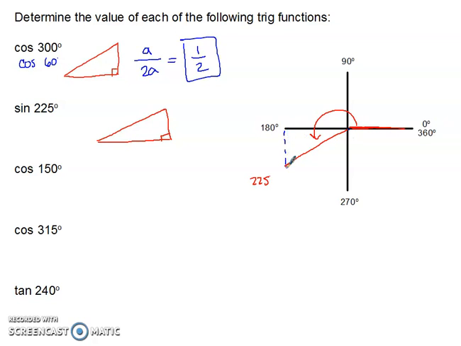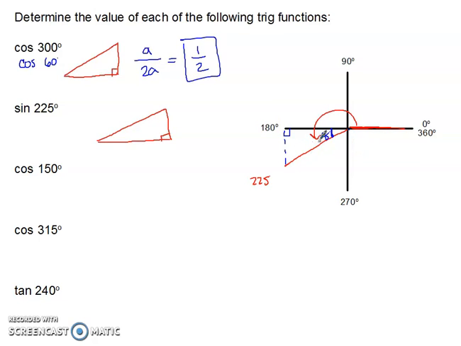The reference angle just means I draw a right triangle with the closest x-axis. If that whole angle is 225, then that missing piece, that acute angle inside my right triangle, is going to be 45 degrees. I get that because it takes me another 45 degrees to get from 180 to 225.